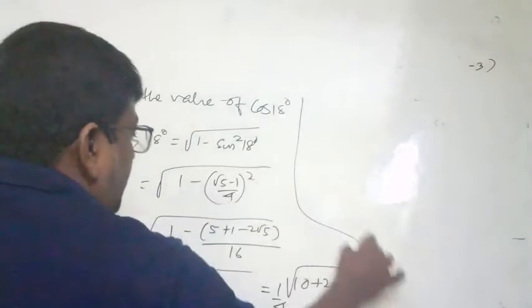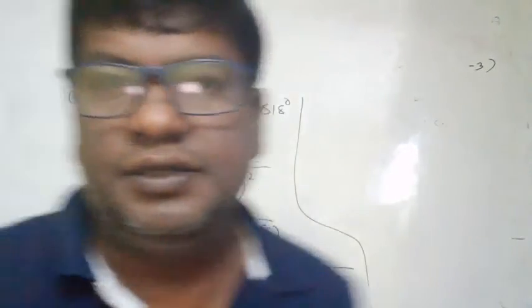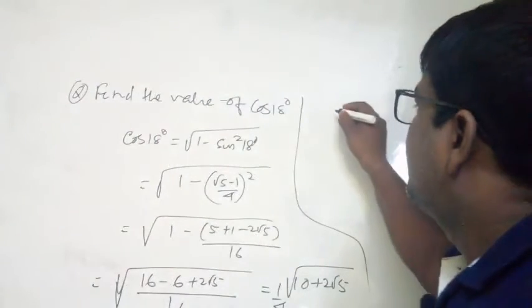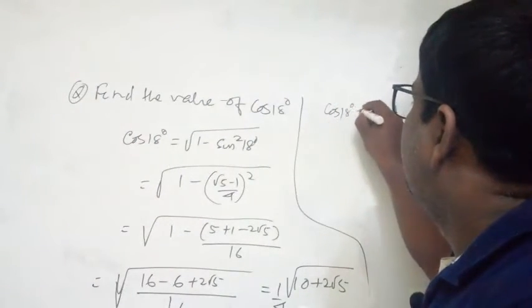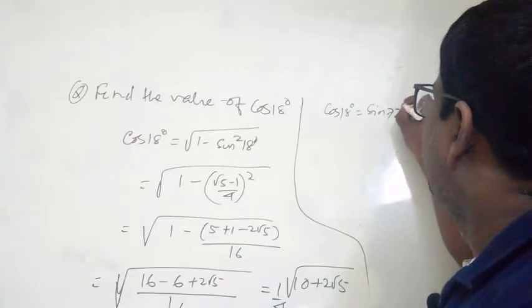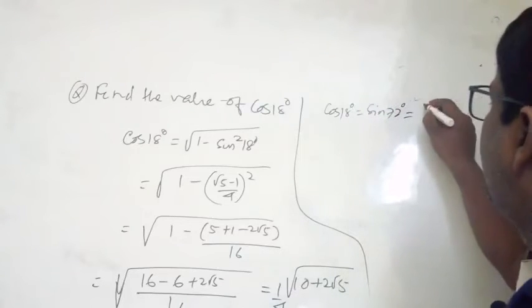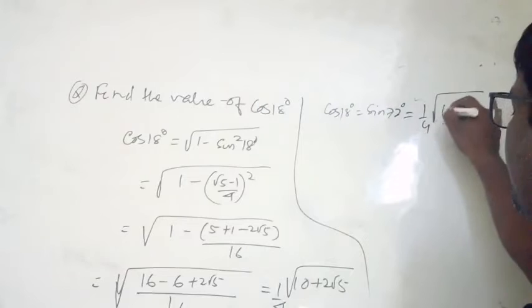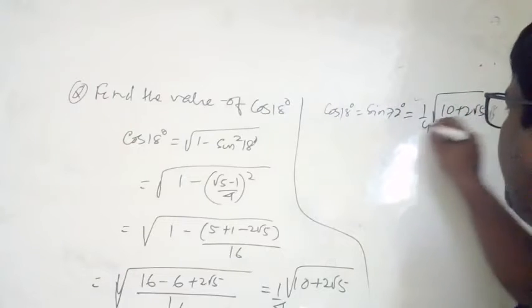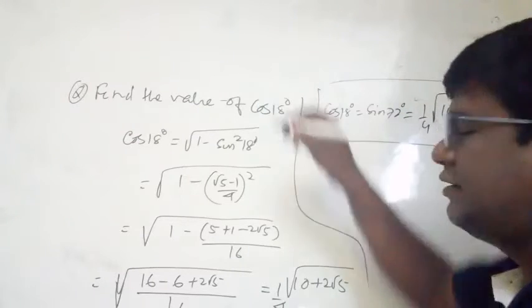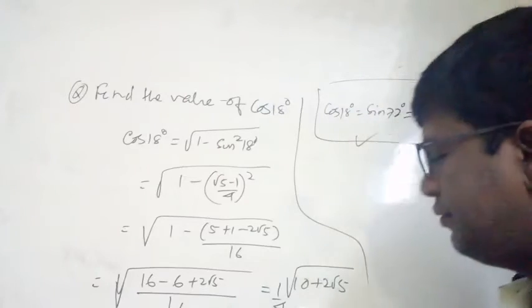Now another formula is this: cos 18 is equal to sin 72 degree is equal to 1 by 4 root over 10 plus 2 root 5. This is your answer, and you should remember this value.